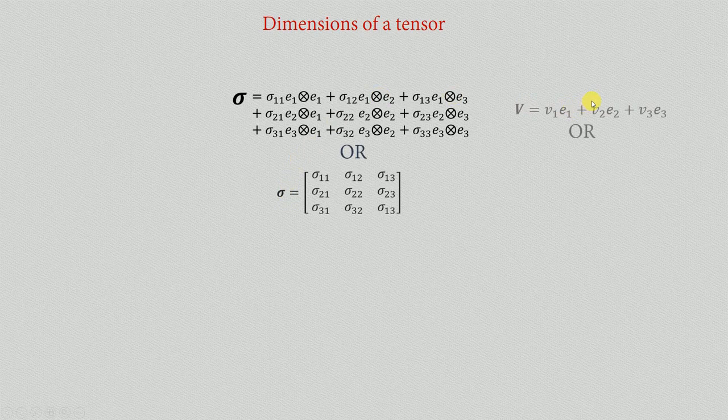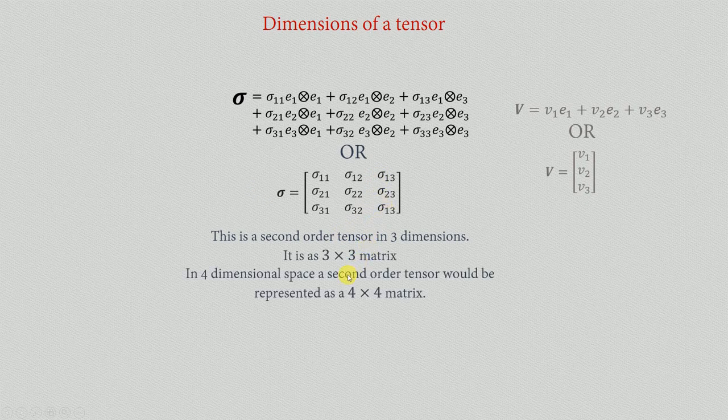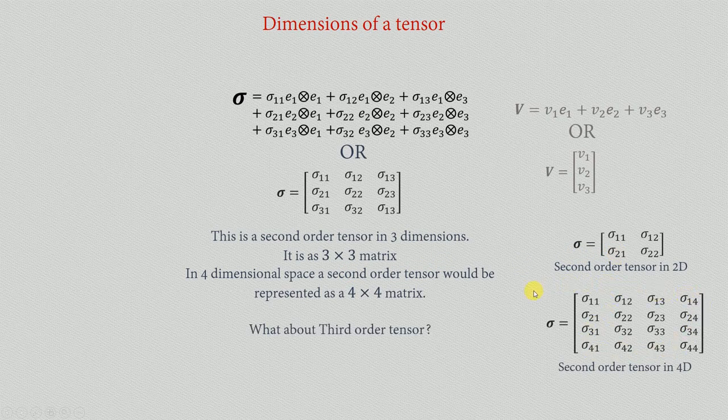Similar to a vector v, which we represent as a column vector, we represent a second order tensor in the form of a matrix, an n by n matrix, where n is the dimension of the space in which you are describing this property. For example, if you are in 2D space, v will only have 2 components. Similarly, sigma will only have 2 by 2 components. So this was a tensor in 3 dimensions, 3 by 3. In 4 dimensions, it will look something like this. This is a second order tensor in 4D, and this is a second order tensor in 3D.